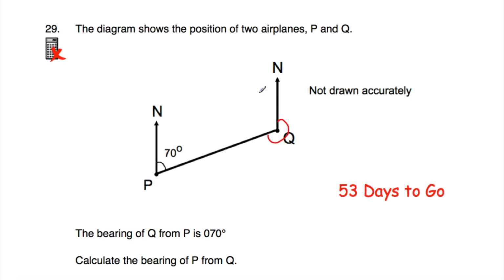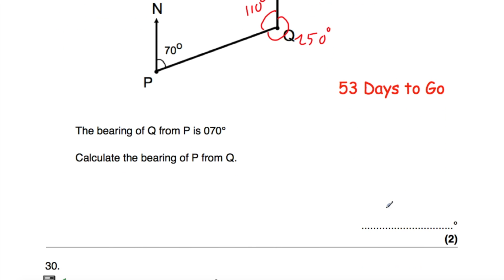Now, considering your co-interior angles, the north lines are parallel. That means that this angle and this angle add together to be 180, so this angle is 110 degrees. The angle on the outside would then be 250, so the bearing, measured clockwise from the north line around to the line joining Q and P, would be 250 degrees. So the bearing is 250 degrees. And that's it. If you got that, well done.